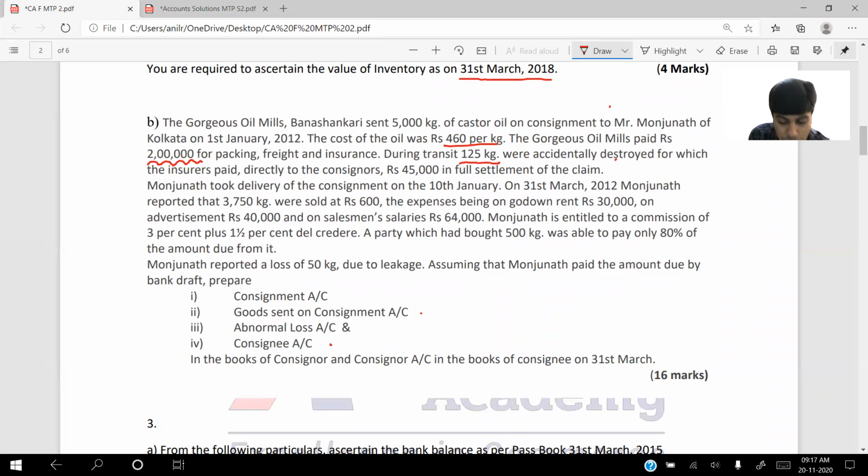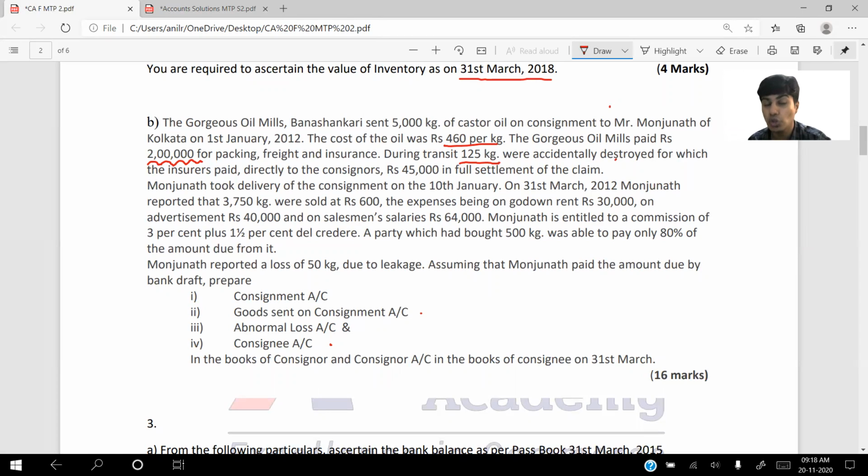After incurring this 2 lakh expense, that 125 kgs are lost. So we will not just do 125 into 460, but 125 into 460 plus a portion of this 2 lakh. This 2 lakh is incurred for 5,000 kgs. How much is it for 125 kgs? We have to do that. What I am doing is 5,000 into 460, that will give us 23 lakh, plus 2 lakh, 25 lakh. That I divide by 5,000 kgs and multiply by 125 kgs. So I'll get 5,000 into 460, 23 lakh plus 2 lakh, 25 lakh, 25 lakh divided by 5,000 into 125.